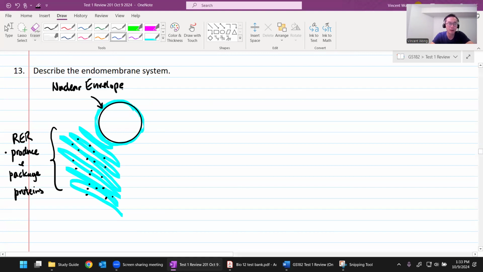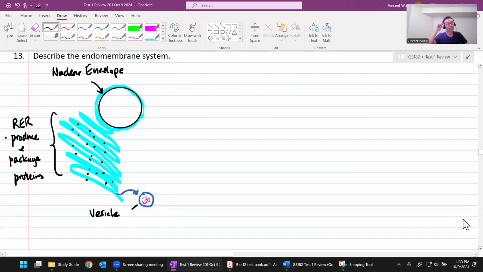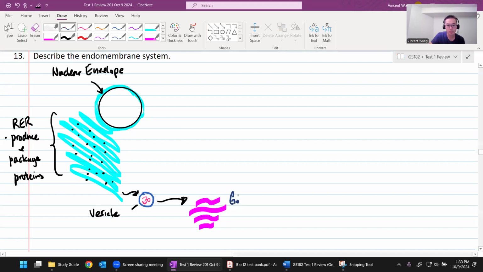You don't really have to draw it now. You can just listen as a review. Once you finish packaging the proteins, they will come out as a vesicle. Where will that vesicle go? Where does it go? Golgi body. That's right. This is going to go to the Golgi body, which you might remember. It's going to look like a series of membranes close to each other. Okay, that's the Golgi body.